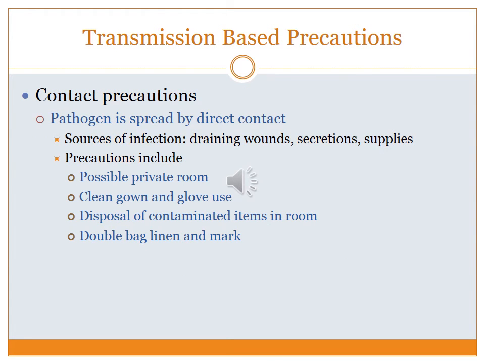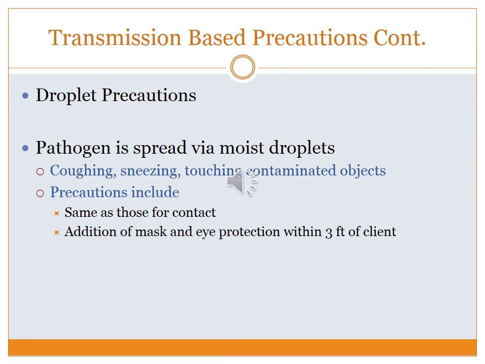Then we're talking about the transmission-based precautions. So you have your contact precaution. It's spread by direct contact. Could be from a draining wound, could be secretions, could be supplies that have not been sterilized. If they have these precautions, they might put them in a private room. Clean gown and glove, dispose contaminated items in the room, and then you want to double bag linen and mark it that it is hazardous.